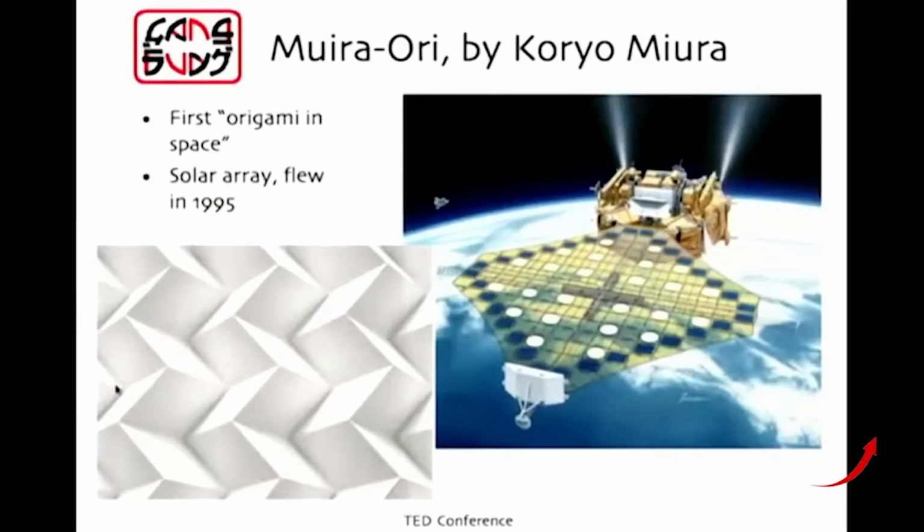One of the earliest was this pattern, this folded pattern, studied by Koryo Miura, Japanese engineer. He studied a folding pattern, realized this could fold down into an extremely compact package that had a very simple opening and closing structure. And he used it to design this solar array. It's an artist rendition, but it flew in a Japanese telescope in 1995.